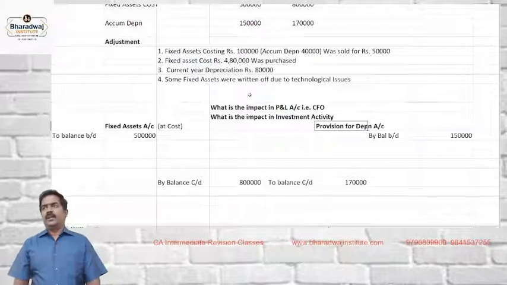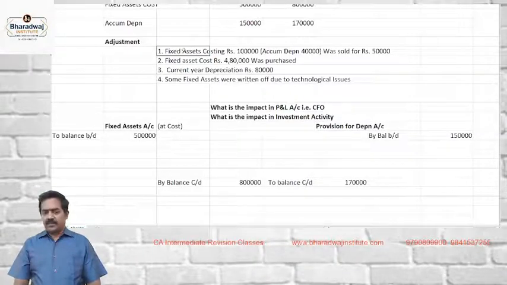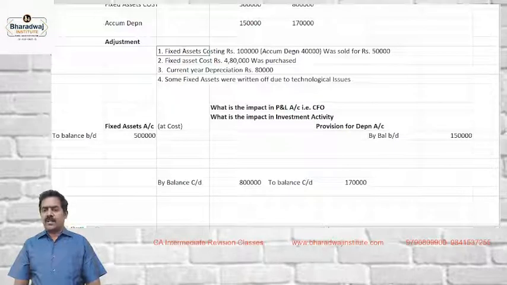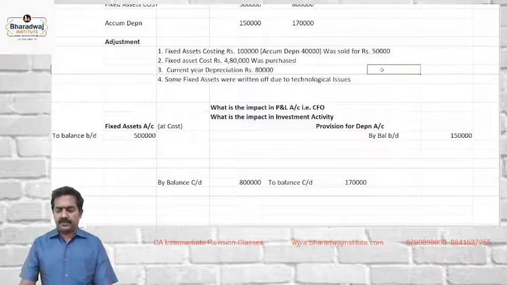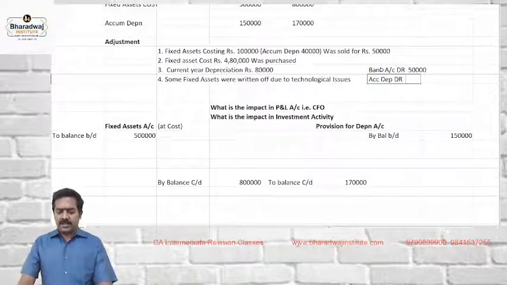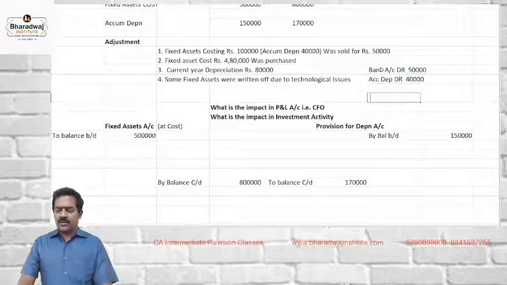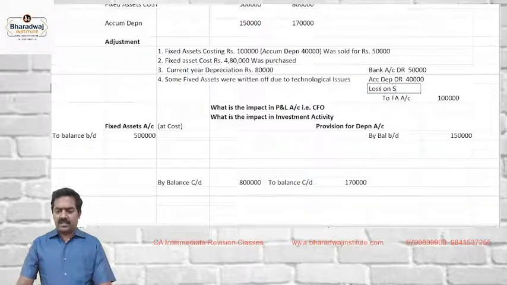See, let it be accounting or cash flow statement, wherever there is a doubt, you pass a journal entry and you will get it. What is the first one? Fixed assets costing 1 lakh, accumulated depreciation, was sold for 50,000. What is the journal entry you will pass for this? Debit what comes in? Bank account debit, how much? 50,000. Accumulated depreciation account debit. When the accumulated depreciation account is maintained, we close that also. To which account? To fixed assets account. What is the value of fixed assets? Cost 1 lakh. As a balancing figure, you will get which one? Loss on sale or P&L account.